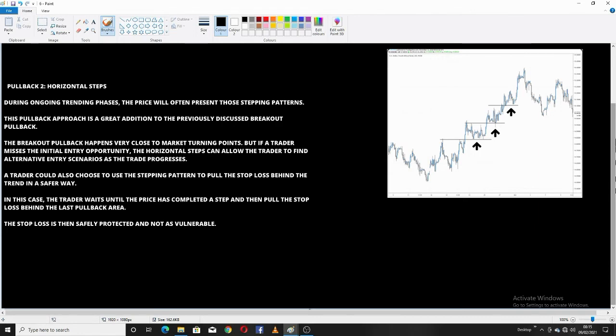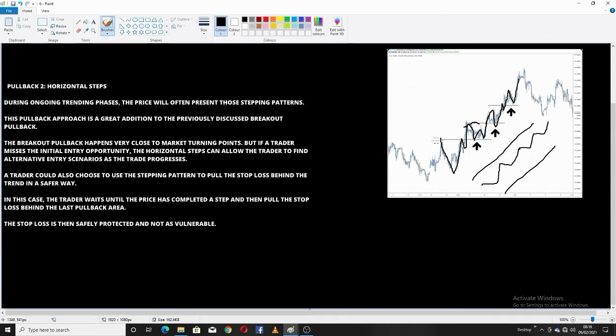trend safely. So by stepping pattern, we mean that the price came here, it created resistance and then broke it and then made it support, and then created another resistance and then broke it and made it support, created another resistance and then broke it and made it support. So basically the price is doing this, it's going up in steps. That's why it's called horizontal steps.